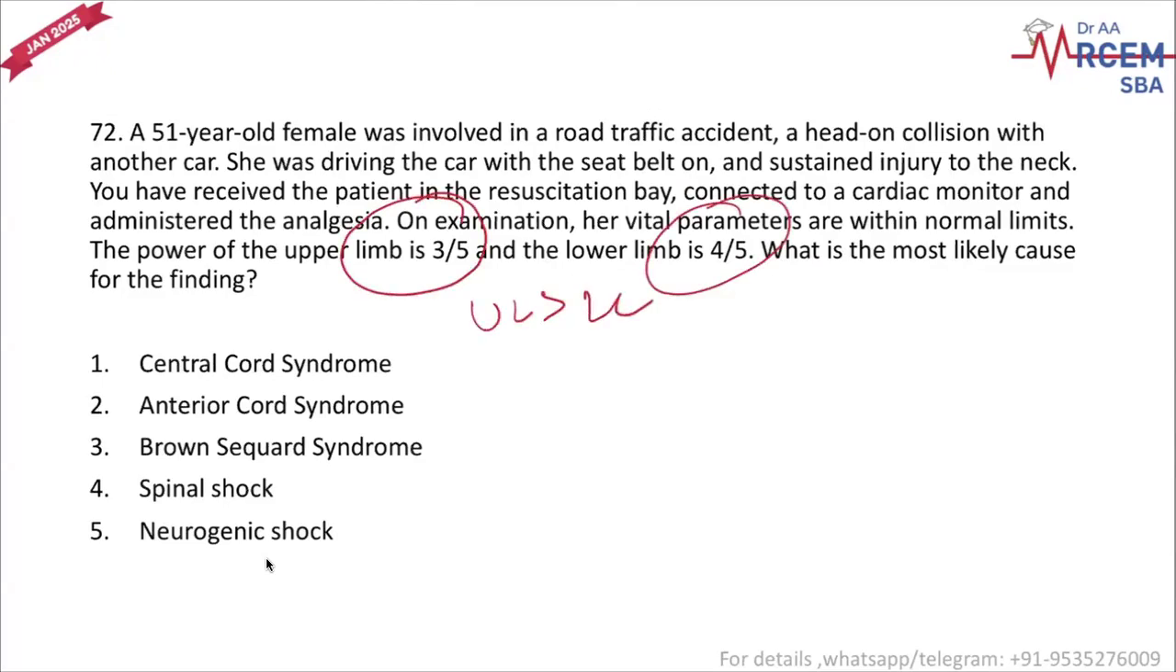Here we are thinking about central cord syndrome. Along with the head-on collision with the driving seat belt on, that is also suggestive of central cord syndrome. That is the most common mechanism of injury. That is a hyperextension deceleration injury. So the right answer here is central cord syndrome.